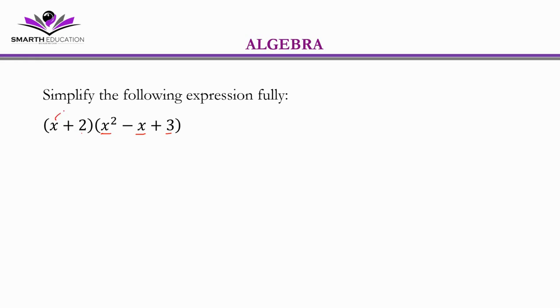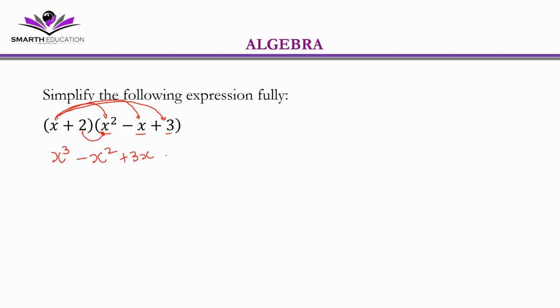So we're distributing the x. x times x squared, that is x cubed. Then x times negative x, that is negative x squared. And then x times positive 3, that is 3x. Okay, we've distributed the x. Now let's multiply everything by 2.